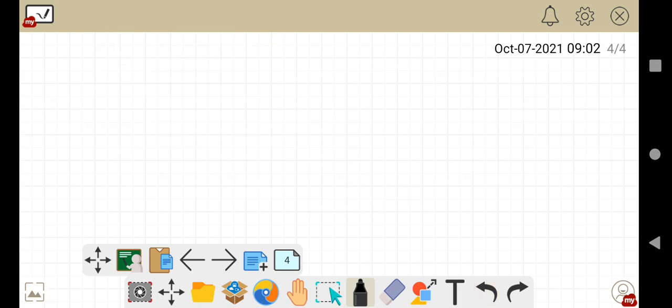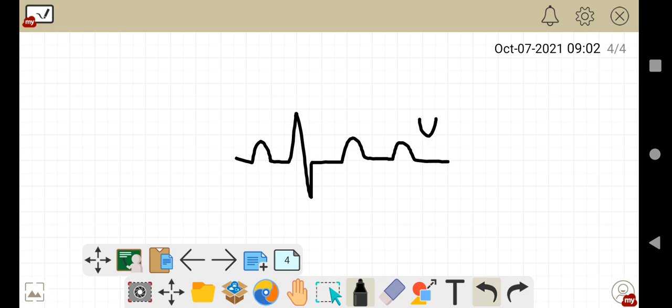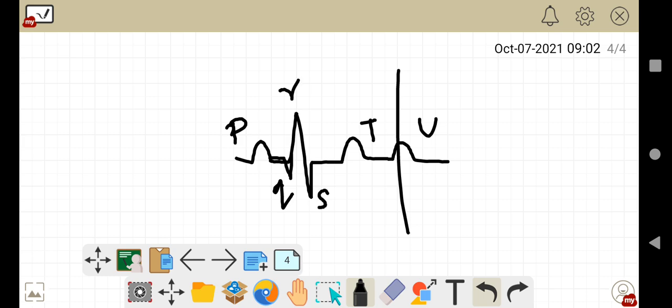So let's move on. I'm talking about the segments, correct? As I first mentioned, this is U, this is T, P, Q, R, S, right? So first is the PR interval, correct? Now the PR interval is from the onset of the P wave to the onset of the R wave. This is the PR interval, correct? Onset of P to onset of the R wave, right?